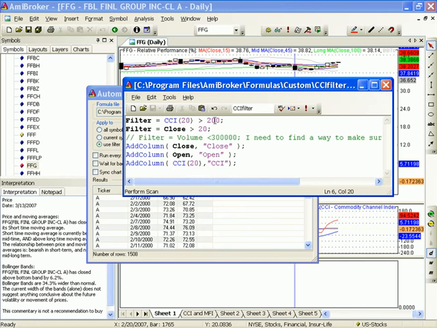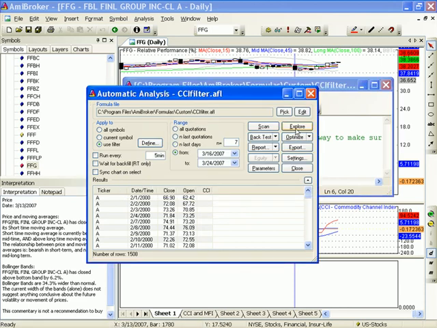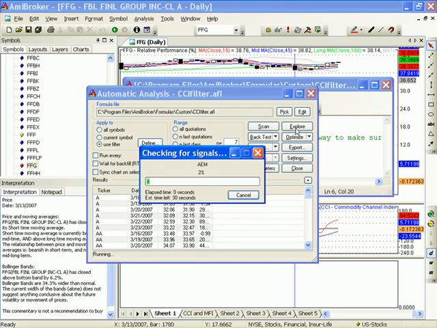CCI is over 200. Closes, the stock has to be more than 20, or the equity has to be more than $20. I'm not going to play with the volume yet, and that should do it. Let's go ahead and run this. Explore. All right. And estimated time is 30 seconds left, 28 seconds, etc.